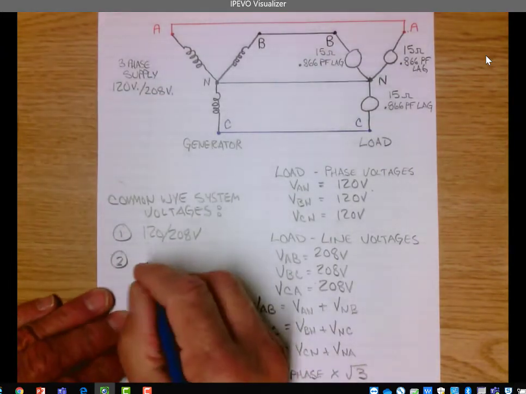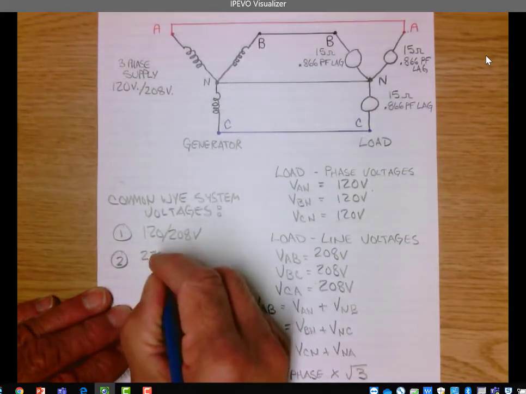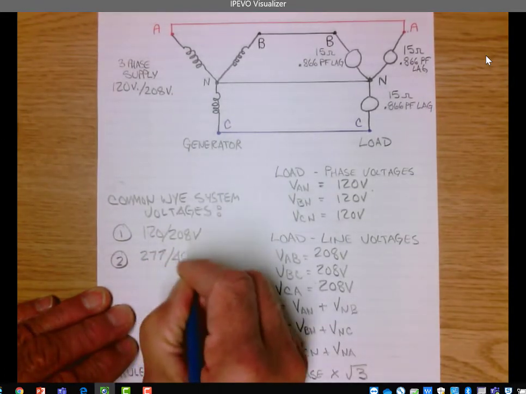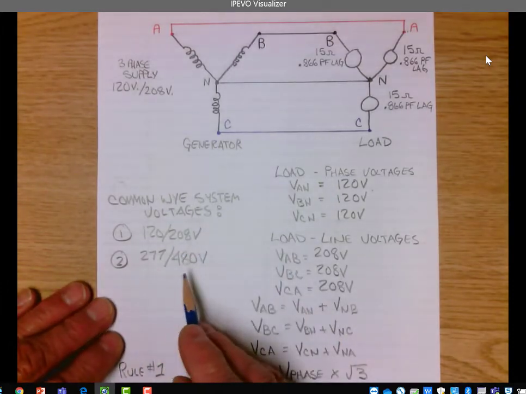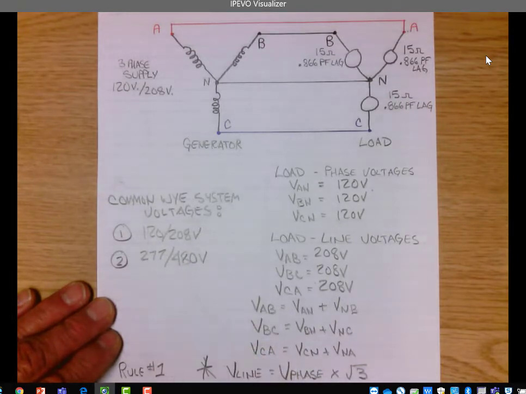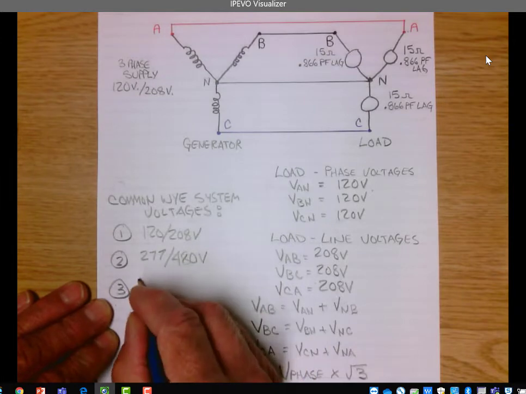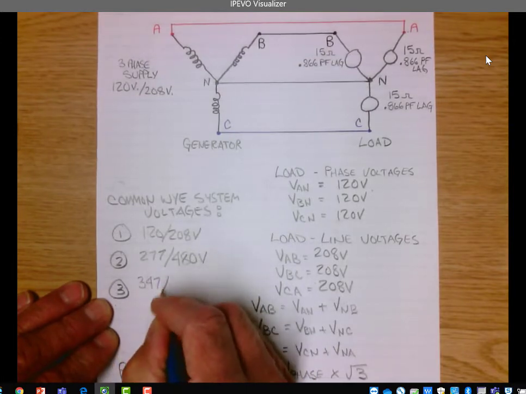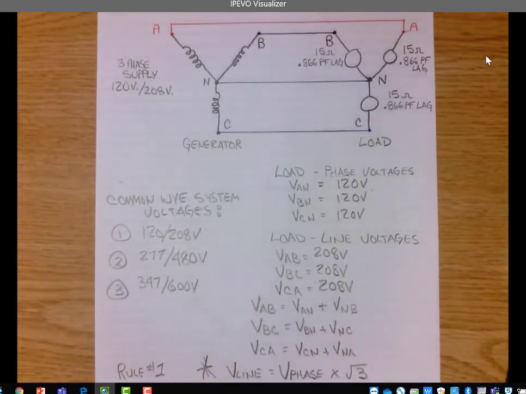The second common one is 277/480 volt system. We don't see these systems as much in Canada. They're common in some parts of the United States. The third common Wye system voltage is 347/600 volts.